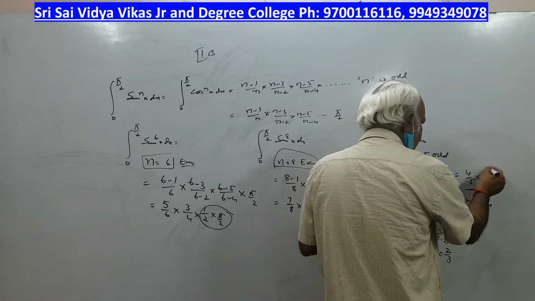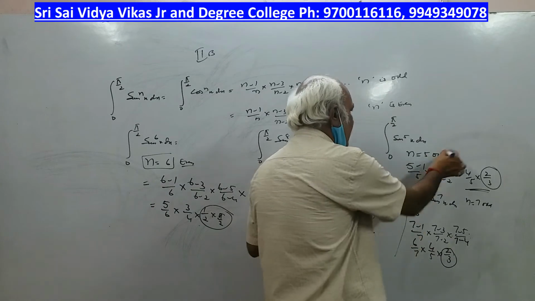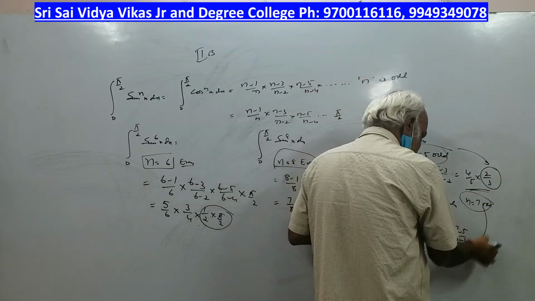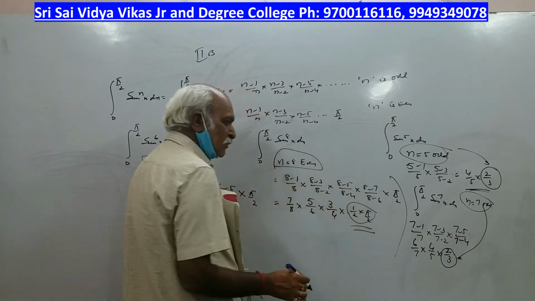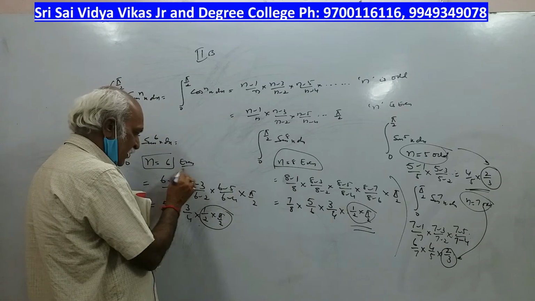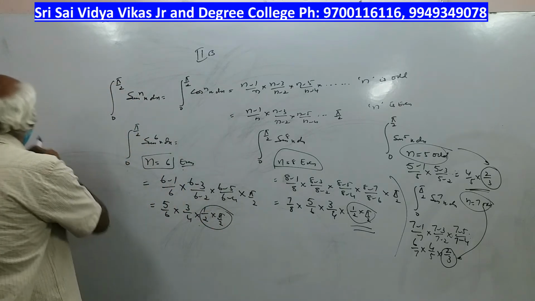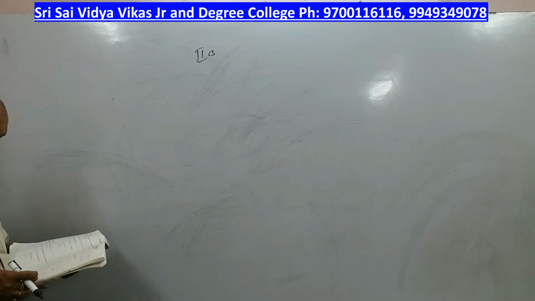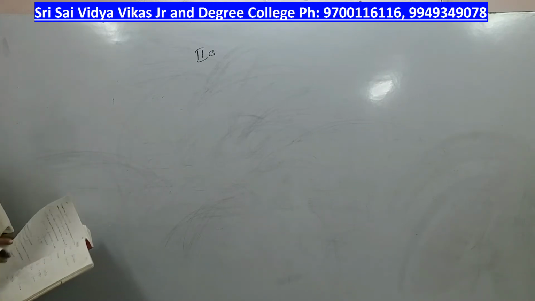Observe here. What is the last term? 2 by 3. What is the last term? 2 by 3. So when n is odd, we will end with 2 by 3. When n is even, we end with pi by 2 into 1 by 2. Whenever n is even, we end with 1 by 2 into pi by 2. This rule you have to remember. Okay, please note it down. Okay, we have got the formula.